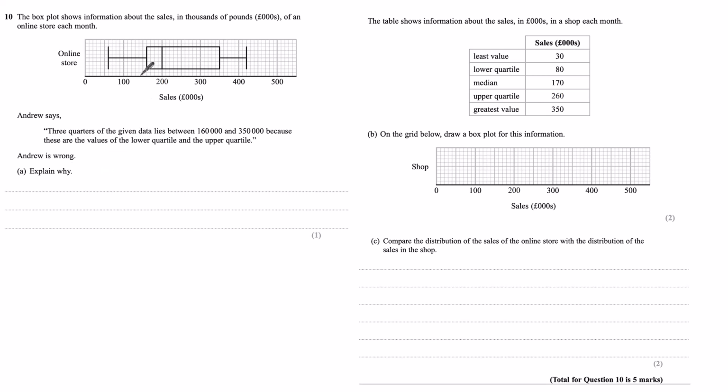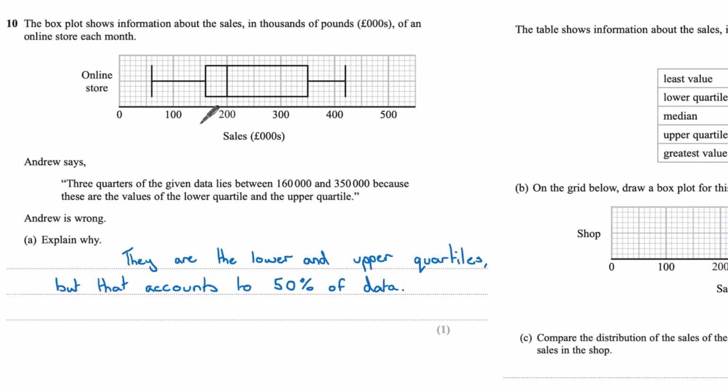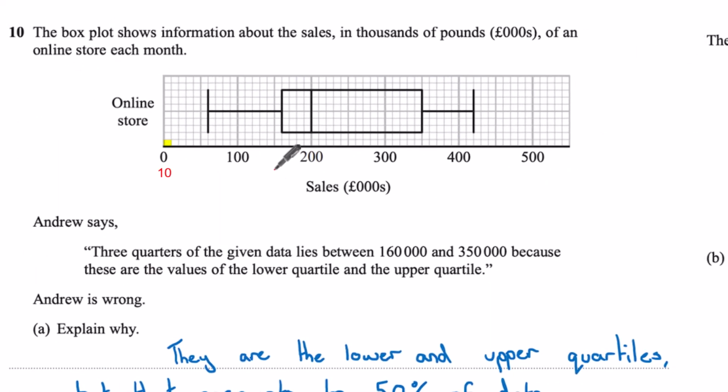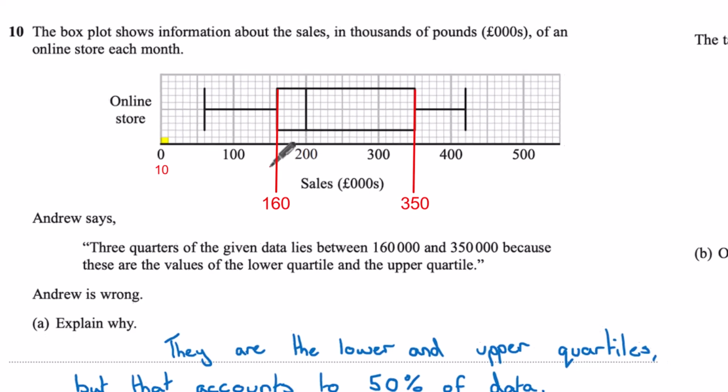They are indeed the values of the lower and upper quartile. Since each small square on this axis represents 10, we can see that the lower line of the box comes down at 6 squares past 100, so that's 160, and then the upper box is 5 past 300, which is 350, and these sales are in thousands.